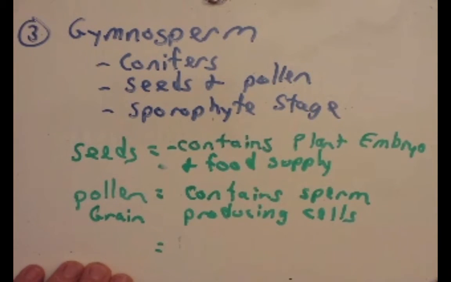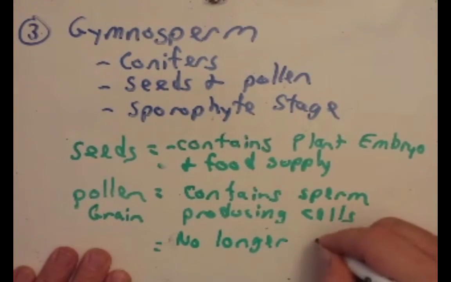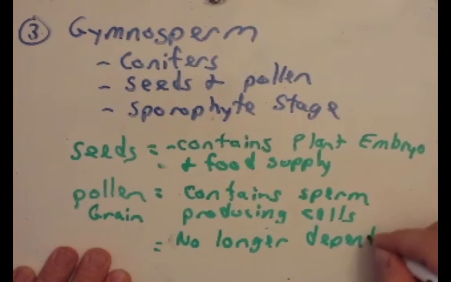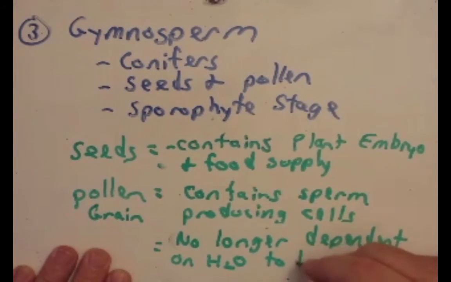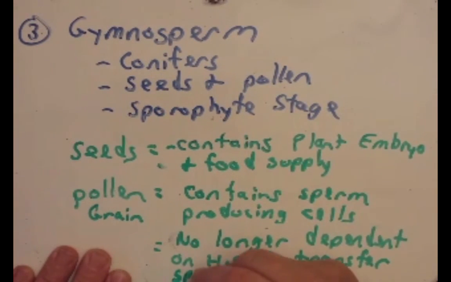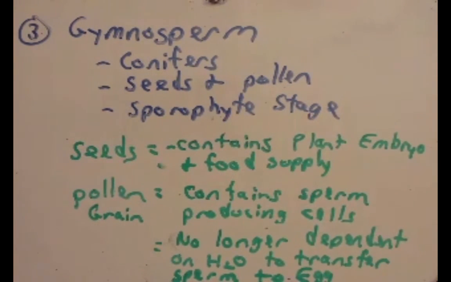The pollen does something else as well. It's a key evolutionary adaptation that frees the gymnosperm from the reliance on water. So I'm going to say it this way: no longer dependent on water to transfer sperm to egg. So gymnosperms are the first ones that aren't as reliant on that moist environment. All right, that ends objective 4.